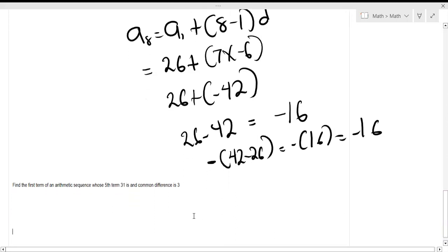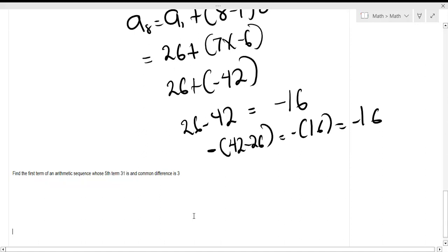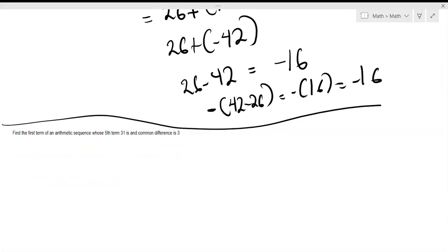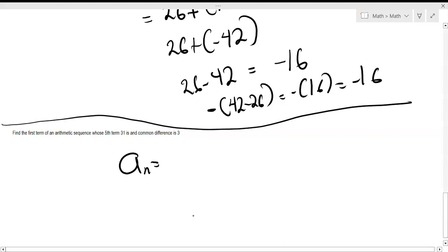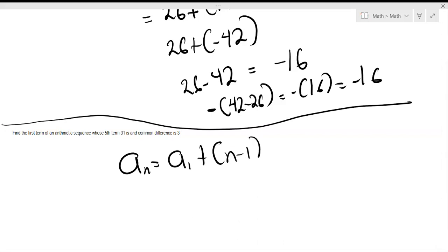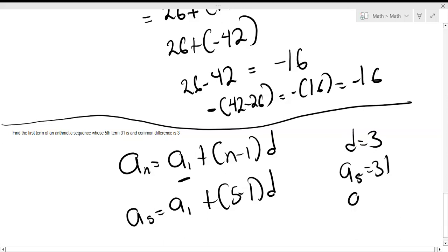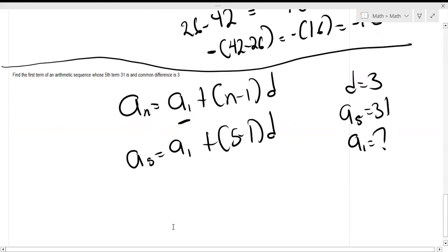And lastly, let's look at this one. Find the first term of an arithmetic sequence whose fifth term is 31 and common difference is 3. So this is quite easy. Again, you just have to apply the formula. an is equal to a1 plus n minus 1 d. We're looking for a1. We already know the fifth term, a5. So a5 is equal to a1 plus 5 minus 1 d. We know our d is 3, our a5 is 31, so we're looking for a1.